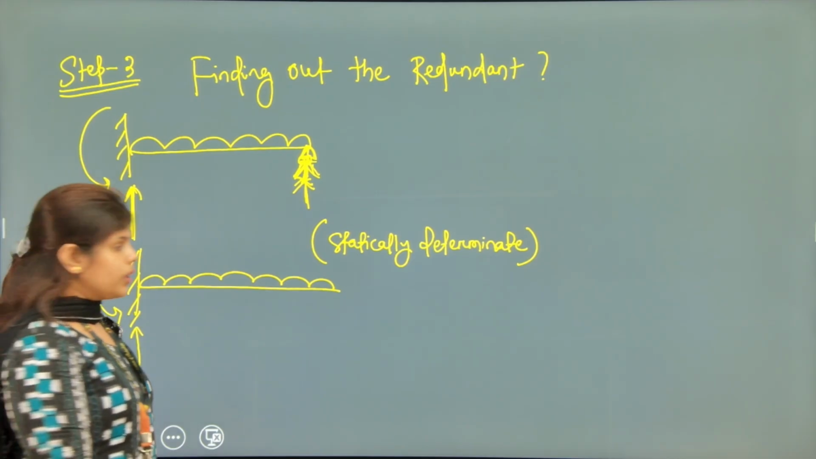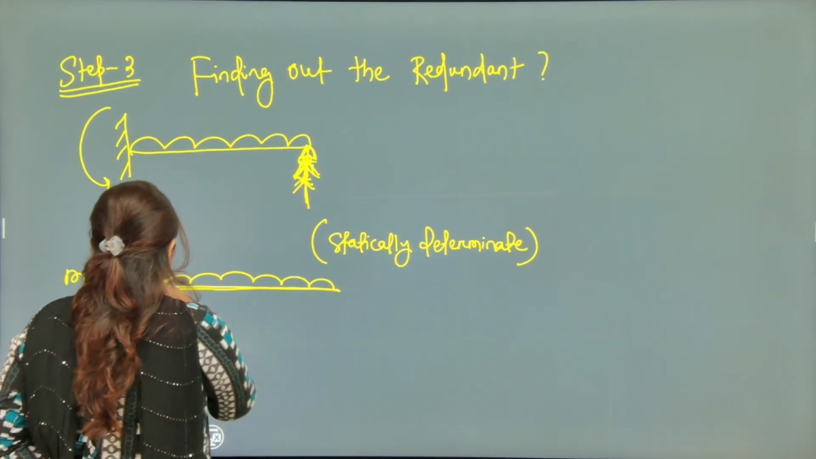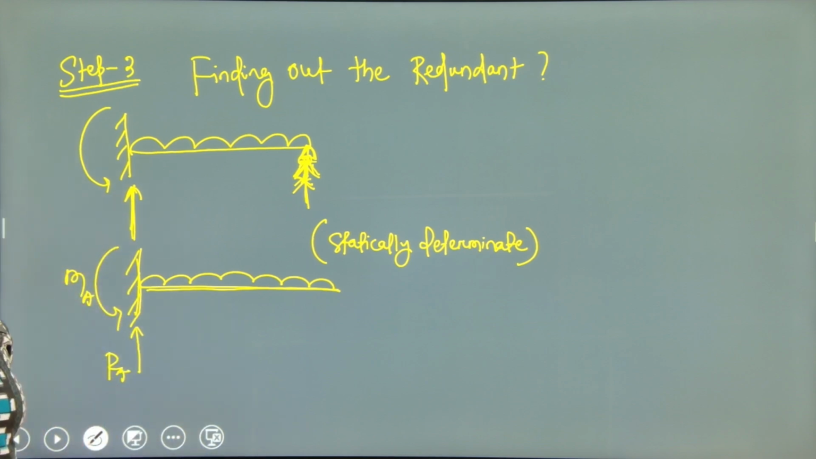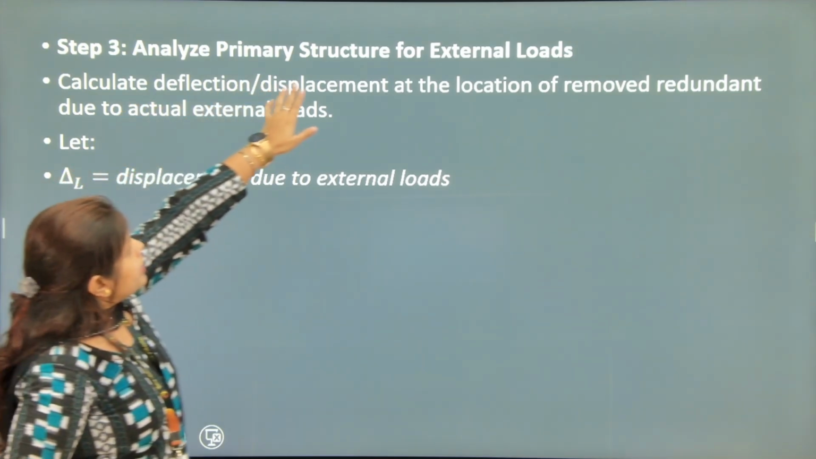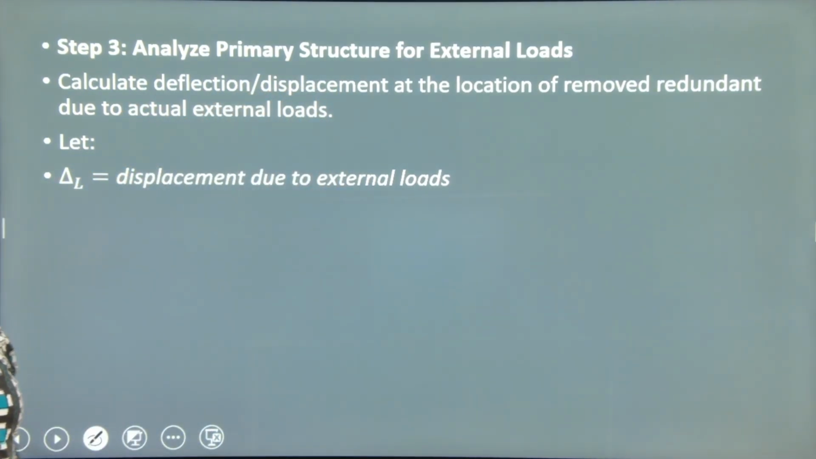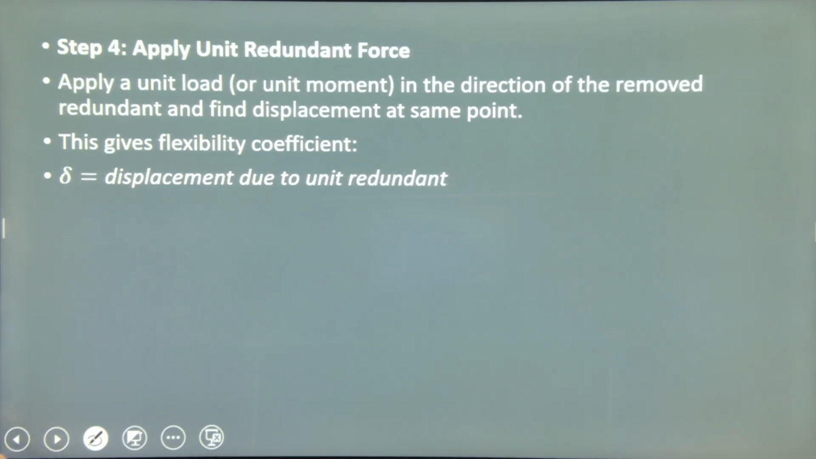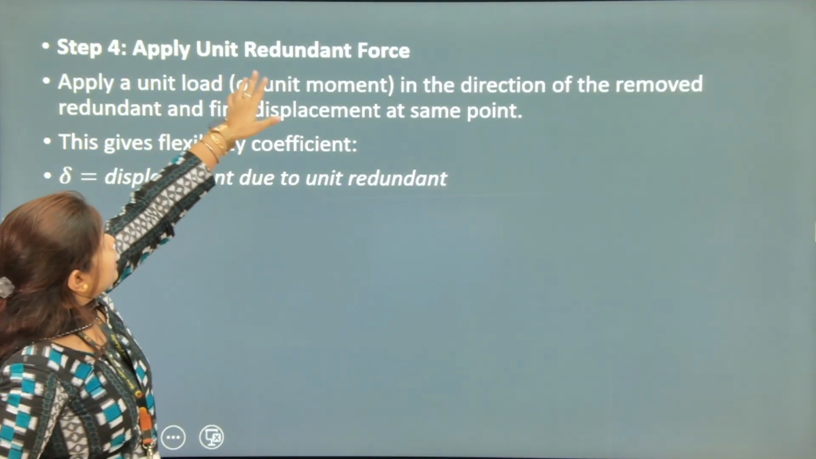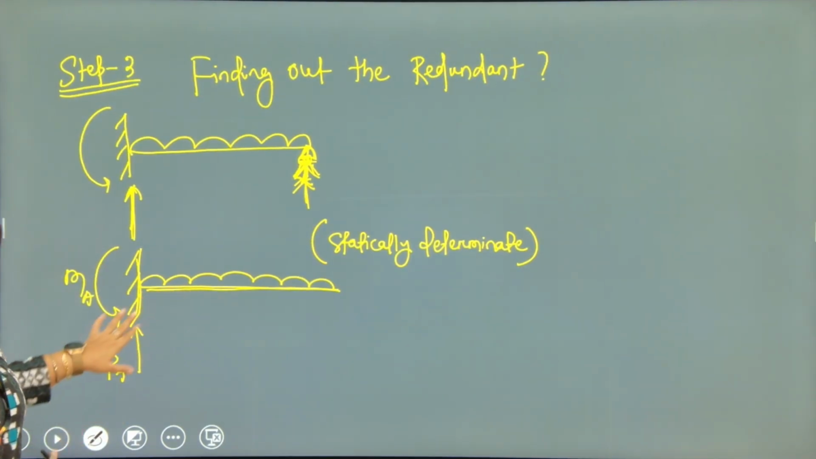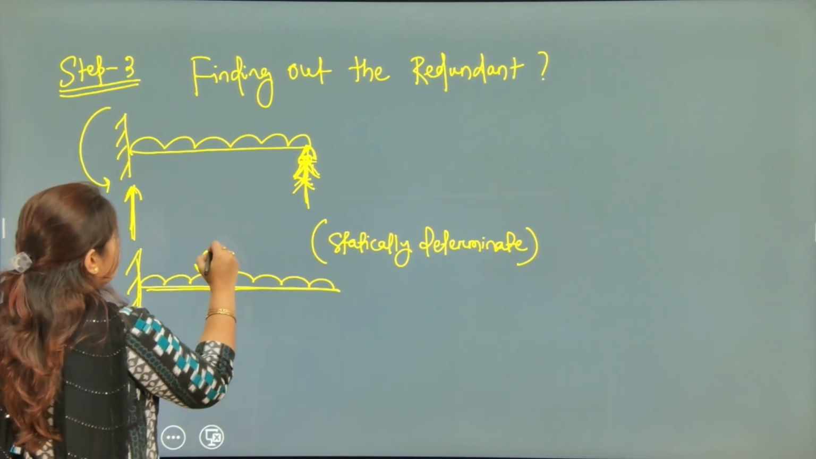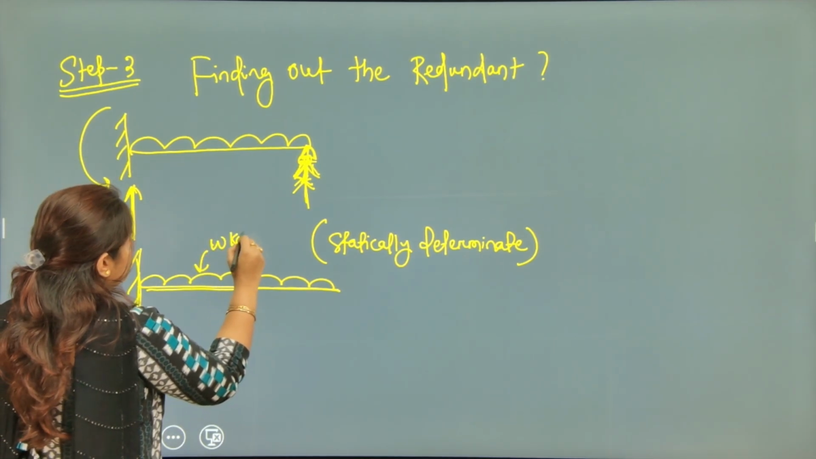Now we will cancel the redundant force. Next, check: analyze the primary structure for the external load, then we will apply the unit redundant force. Now that we have removed the redundant force, we will analyze the structure with the external force. Here the external force is W kilonewton per meter.